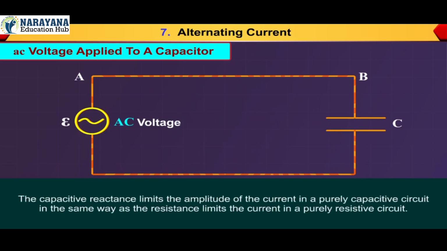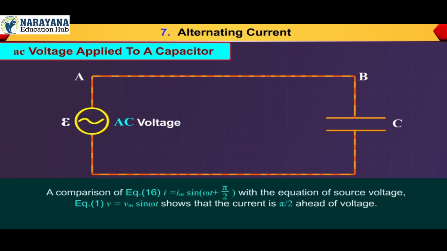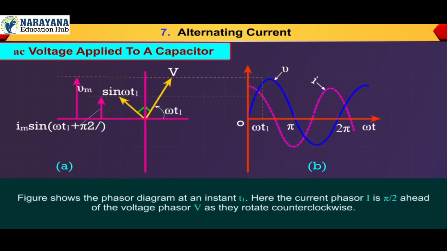The capacitive reactance limits the amplitude of the current in a purely capacitive circuit in the same way as the resistance limits the current in a purely resistive circuit, but it is inversely proportional to the frequency and the capacitance. A comparison of equation 16 with the equation of source voltage, equation 1, shows that the current is π/2 ahead of voltage. The figure shows the phasor diagram at an instant t1. Here the current phasor I is π/2 ahead of the voltage phasor V as they rotate counterclockwise.